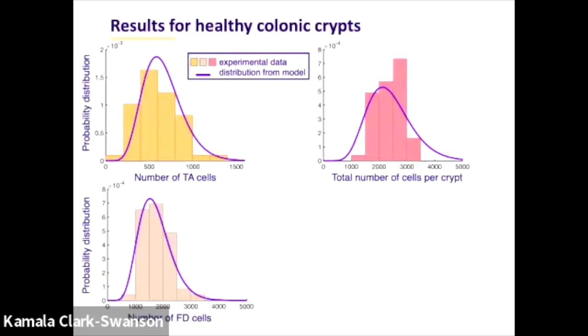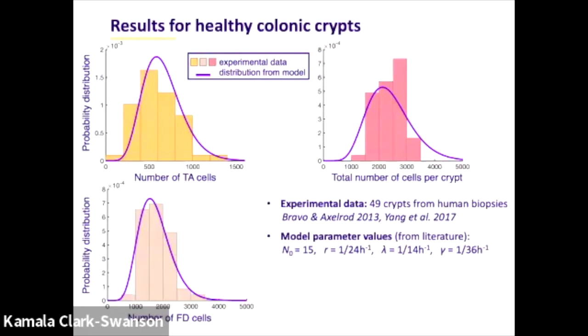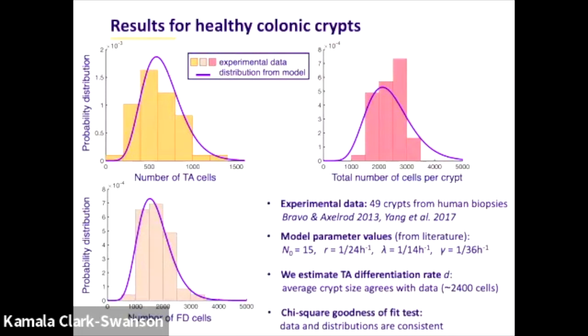And these are our results for healthy colonic crypts. The histograms here for cell populations are from 49 human biopsies that are reported in Bravo and Axelrod 2014 and Young et al. in 2017. And the purple continuous lines are the distributions predicted by our model. For the model parameter values, we have direct estimation from the literature for the number of stem cells, the division rate, the TA division rate, and the apoptosis rate. While for the TA differentiation rate D, we have no direct estimates from the literature, and we adjust it so the average crypt size agrees with experimental data. And we can see that our model results are in agreement with the experimental data, and actually they pass the chi-square goodness of fit test. So these are the first encouraging results.